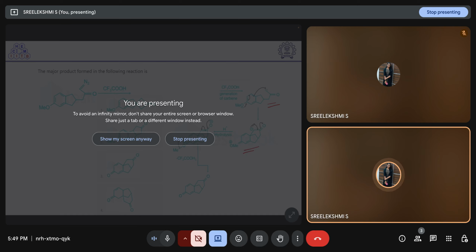Then again, this negative charge will come here, and this will be O minus. Again, when this O minus will come back, this will come here, and this will get hydrolyzed to form this compound. So the correct answer would be option 3. This is a reaction which is mediated by carbene.